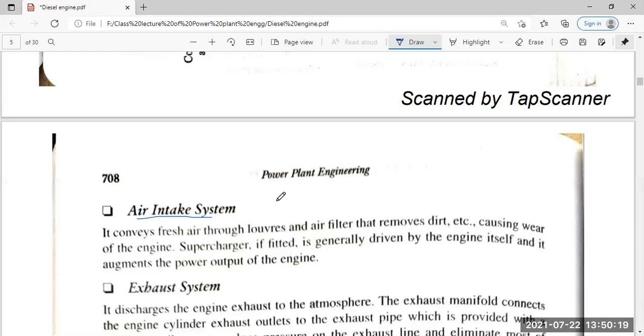A supercharger, if needed, is generally driven by the engine itself, and it augments the power output of the engine. The supercharger is an item we should discuss later, which will increase the power output of the engine.